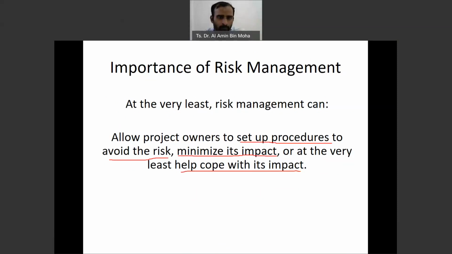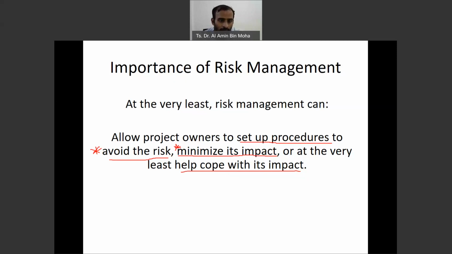What it means here is that you can do proper planning to avoid the risk. So if there is a risk, you can avoid it 100%. Or if you can't avoid it, at least you can minimize the impact if it happens. For example, instead of losing 1 million ringgit, you just lose 1,000 ringgit or 10,000 ringgit. So you minimize the impact.